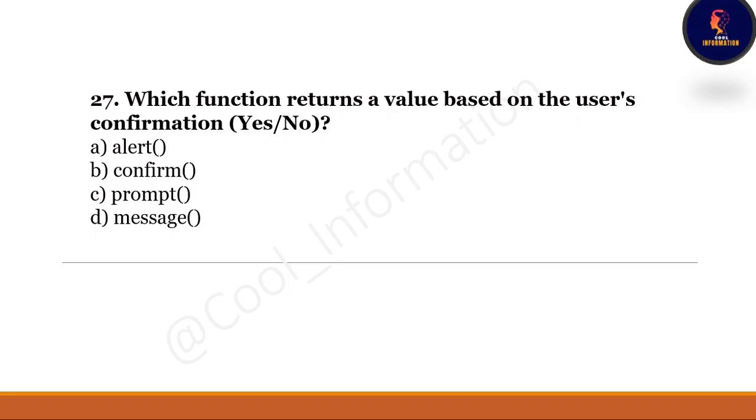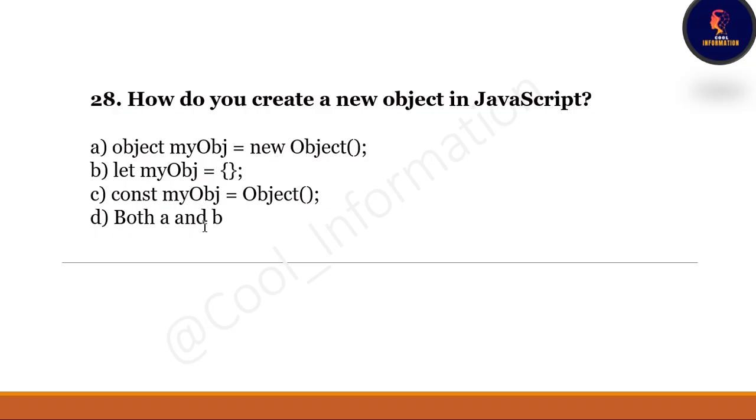Next question. Which function returns a value based on the user confirmation, yes or no? Option is alert function, confirm function, prompt function, or message function. Correct option is option number B. Confirm function returns a value based on the user confirmation, yes or no. Next question.